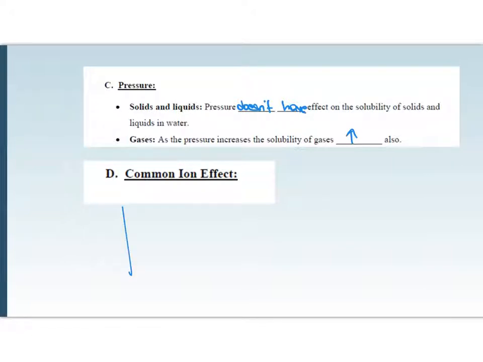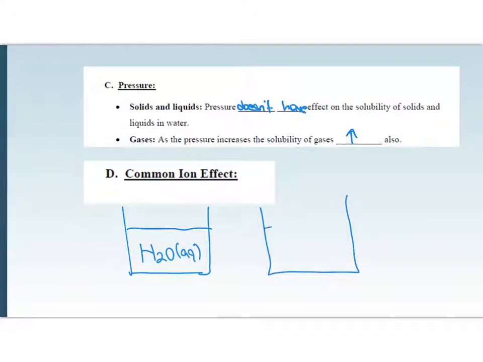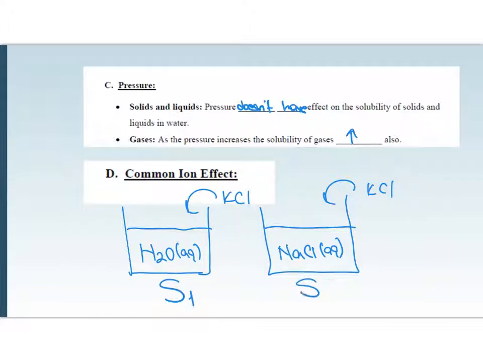Okay, for example, you have pure water here, and you have another container with sodium chloride solution here, and you add potassium chloride into it. Let's compare their solubilities. Which one do you think will have more solubility than the other one?